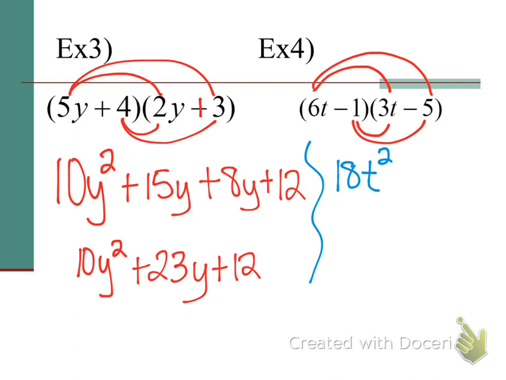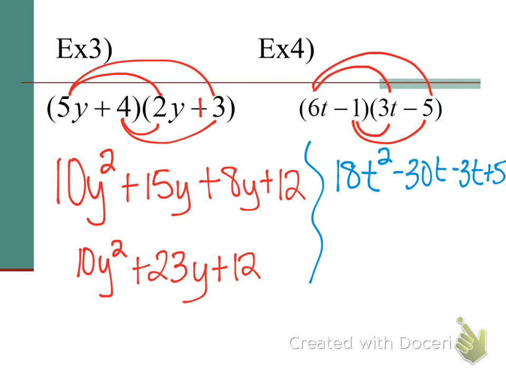18t squared. 6t times negative 5: negative 30t. Negative 1 times 3t: negative 3t. Negative 1 times negative 5: plus 5. Good.